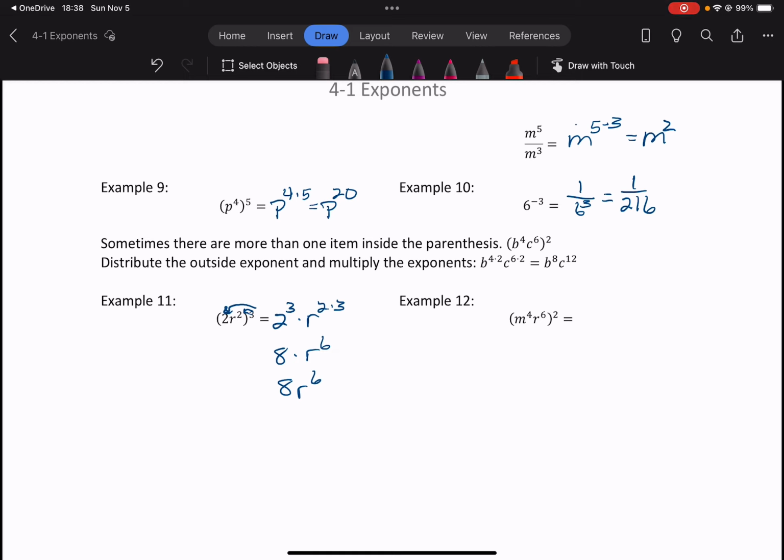Now, other times you won't have exponents, so you got this 4 here. You can distribute between the 4 and the 6. So you have m to the 4 times 2, r to the 6 times 2, which equals m to the 8th power, r to the 12th power.